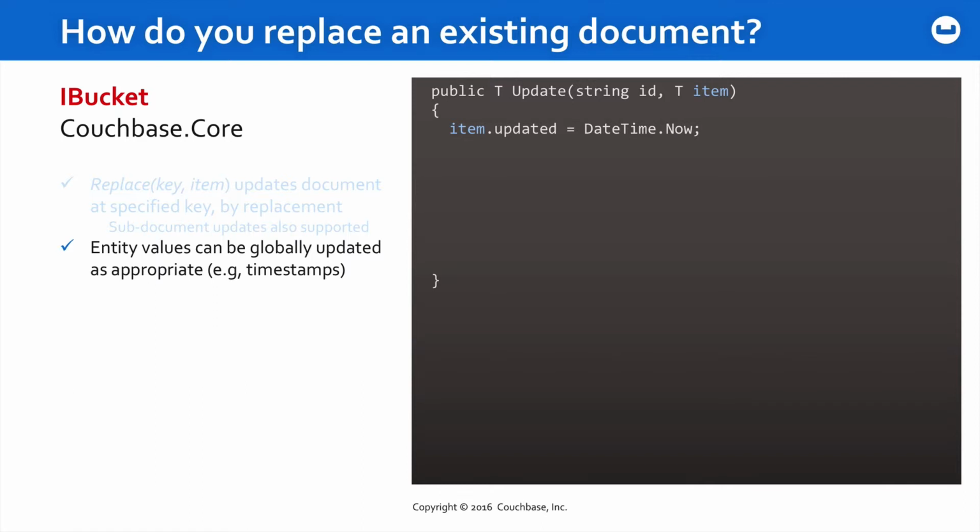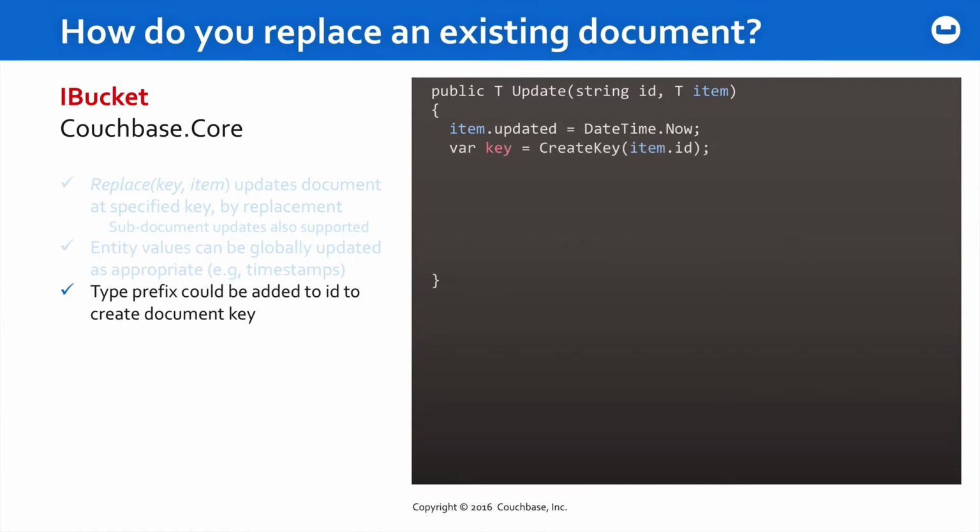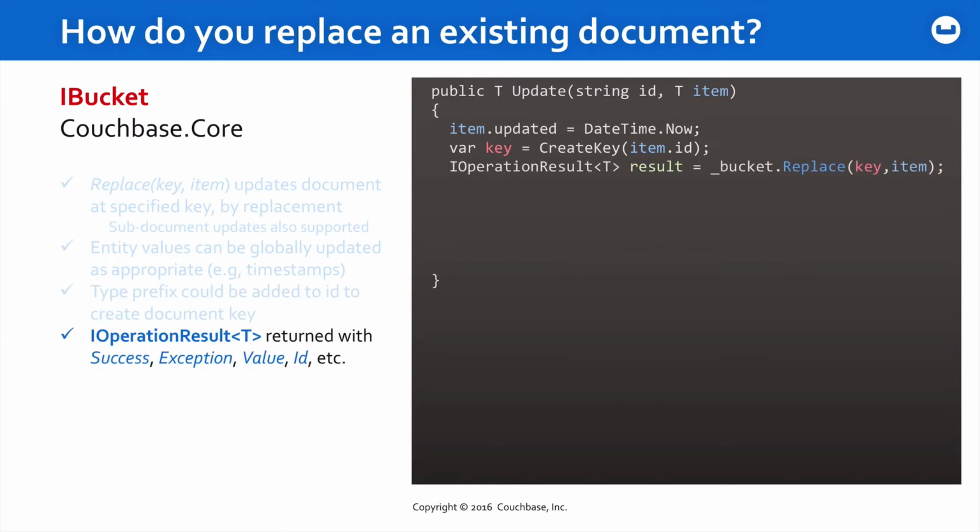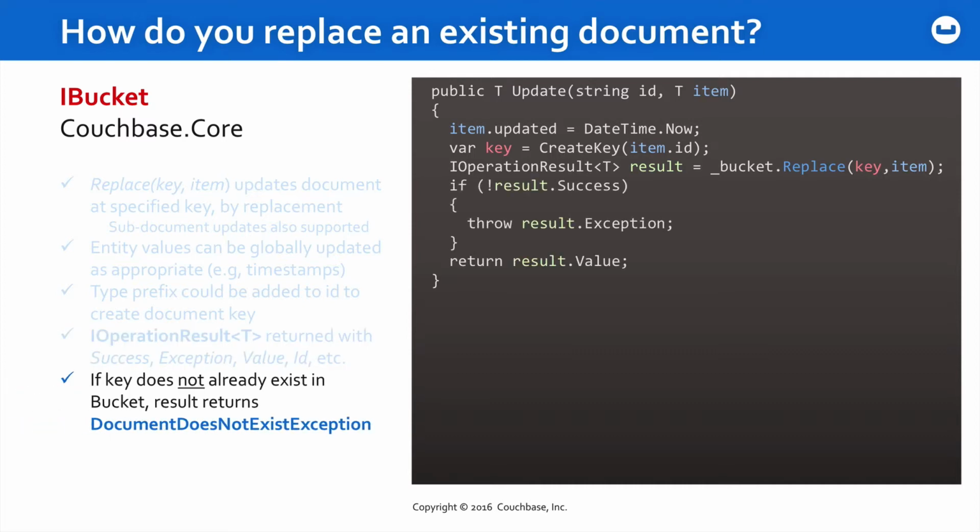So, in the update, you would want to update your entity values, like update updated to the current date and time, and then you would also possibly be working with type prefixing, so you would pass the value through to ensure that it has the correct type prefix on the key, because you have to update the document by its key, and then you get back a result as before. If that result is successful, great. If not, well, if you're trying to update a document that does not already exist in the bucket, well, then you're going to get a document does not exist exception and handle that as appropriate for the application that you're building.